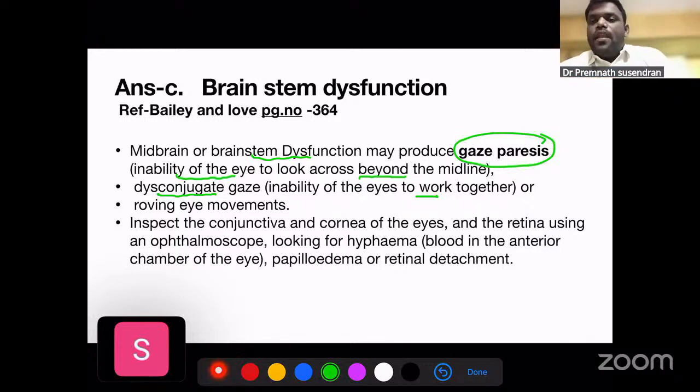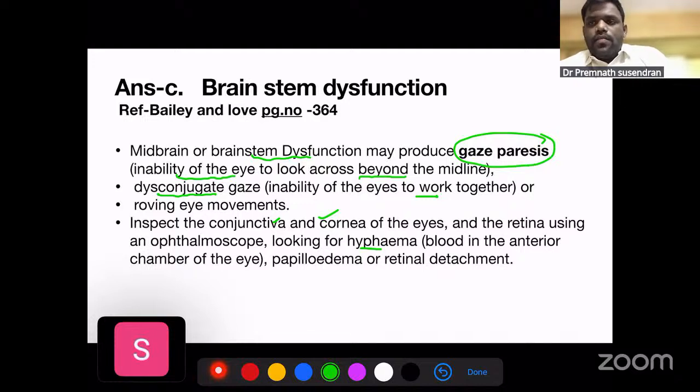Then you have to inspect the conjunctiva, cornea and retina using an ophthalmoscope, looking for hyphema, blood in the anterior chamber of the eye, papilledema, and retinal detachment. These are the eye findings that usually happen in head injury patients. You have to look at the eye.